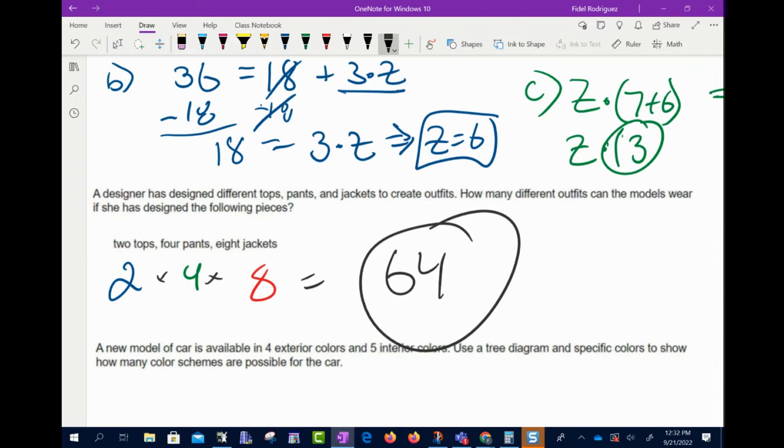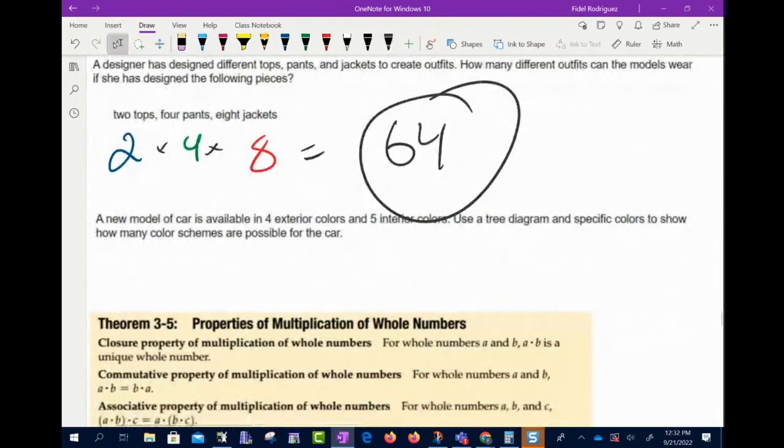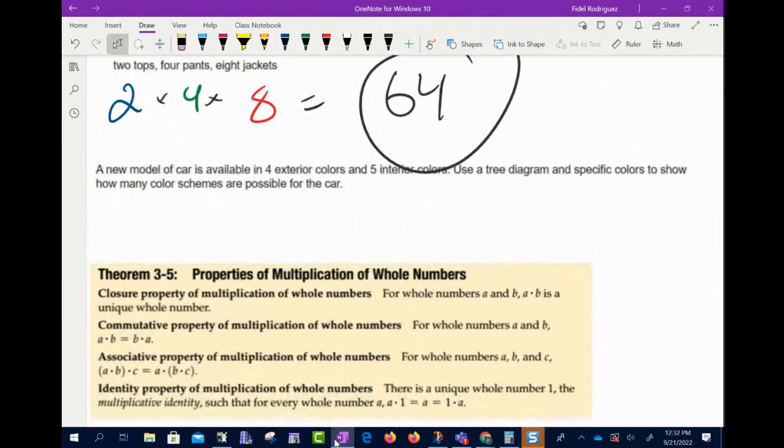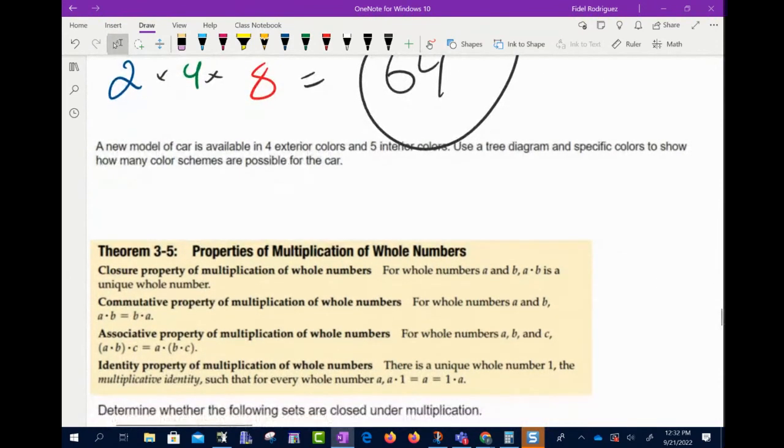Now, y'all, when I was making my notes, again, you can see for the most part, I take these problems directly from your homework. But I want to look at this next problem here, and it says a new model of car is available in 4 exterior colors and 5 interior colors. It says use a tree diagram and specific colors to show how many color schemes are possible for the car. Okay, so let's think about this for a minute, and then we're going to go to MyLab just to kind of verify some stuff here.